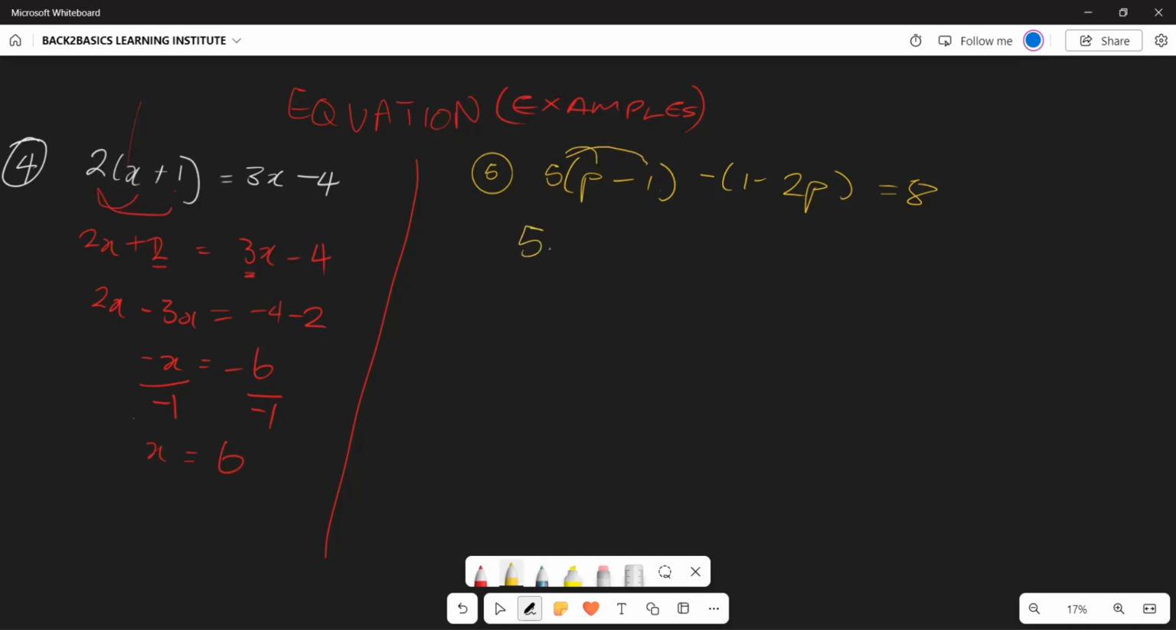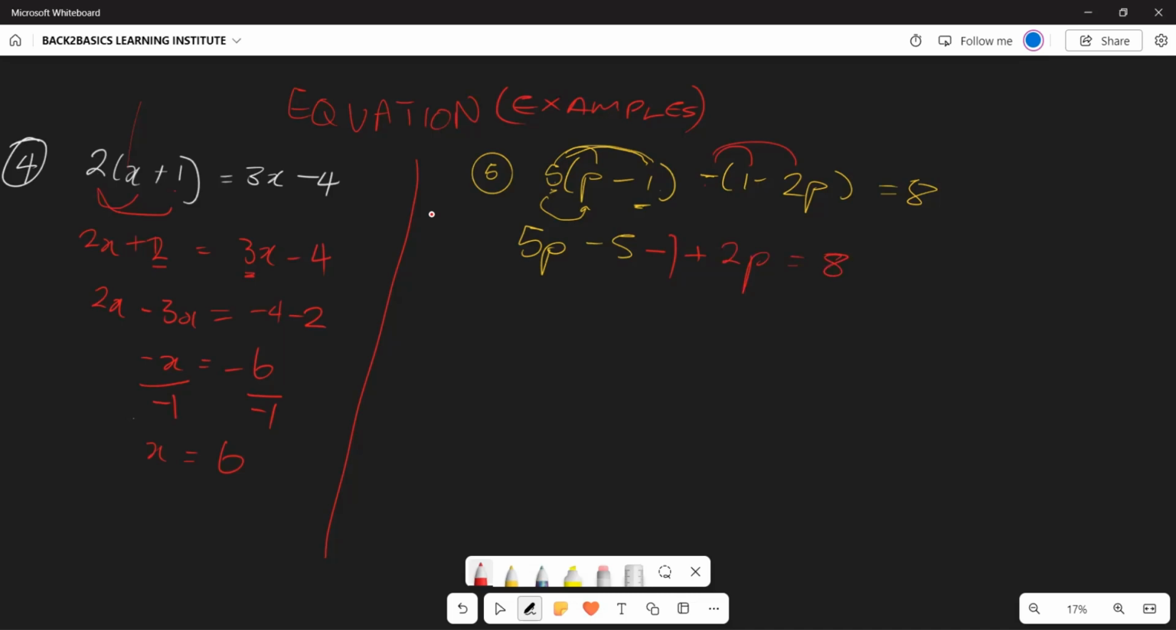So this is going to be 5p, because this 5 multiplied by p is going to give you 5p. And then after that, this 5 multiplied by 1 is going to give you -5, right? Because remember, this is 5 multiplied by -1. That's why you are having -5. And here, this negative sign is going to be distributed everywhere within this bracket again. So this is going to be -1, and negative multiplied by negative is going to be positive. So this is going to be positive what? This is going to be positive 2p, which is equal to 8.